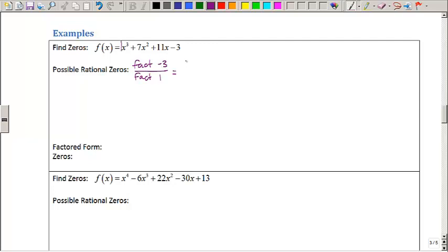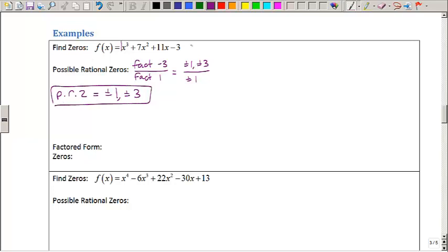The factors of 3 are plus or minus 1 and plus or minus 3. The factors of 1 are plus or minus 1. And when I divide that out, I'm getting possible rational zeros of 1 divided by 1 is plus or minus 1, 3 divided by 1 is plus or minus 3. So first off, we have the list of possible rational zeros.